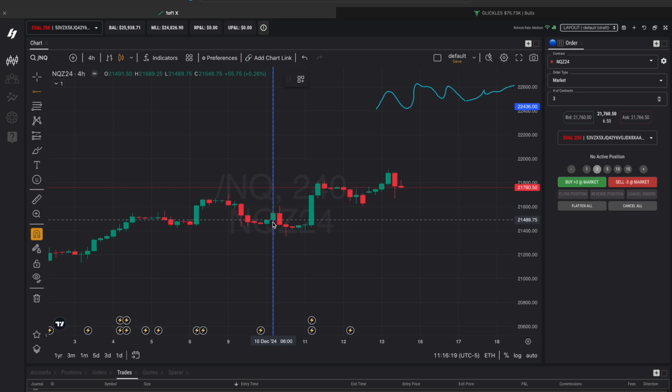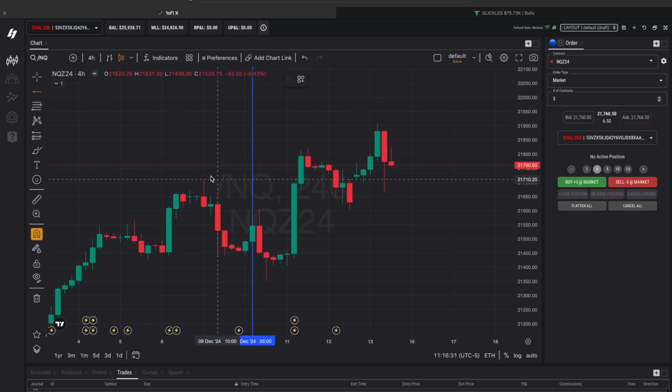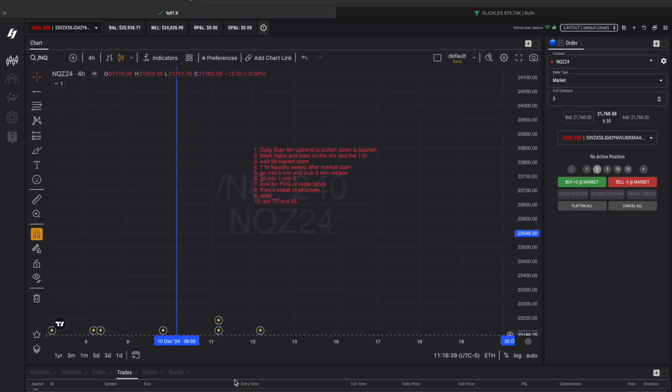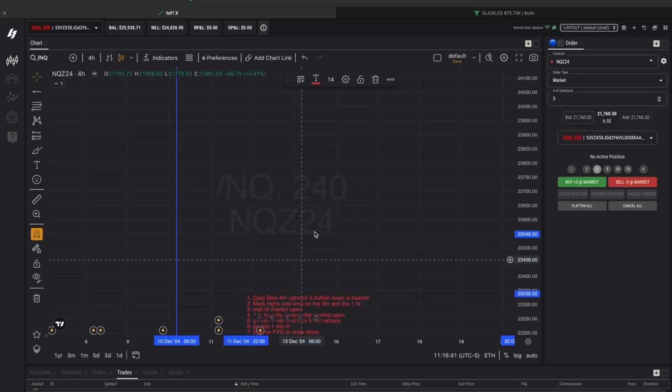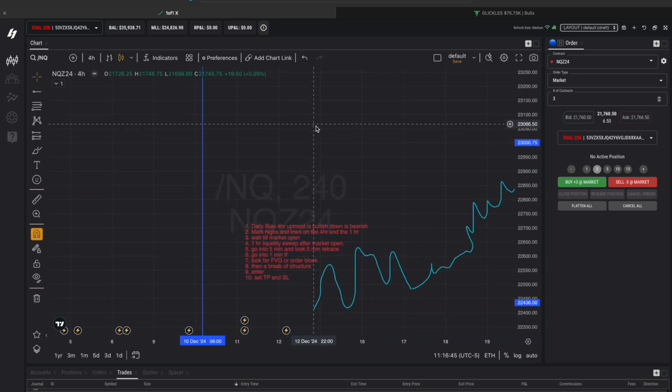So here we have Tuesday. I caught a pretty good trade on Tuesday. We can see here on the 4-hour, overall bias is bearish. Just pretty simple. We're going down, and we never got a break of structure back up. So what's step 2? Well, step 1, determine daily bias. So we determine that it's bearish.